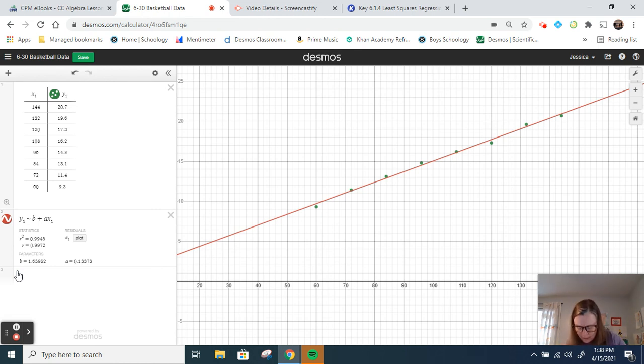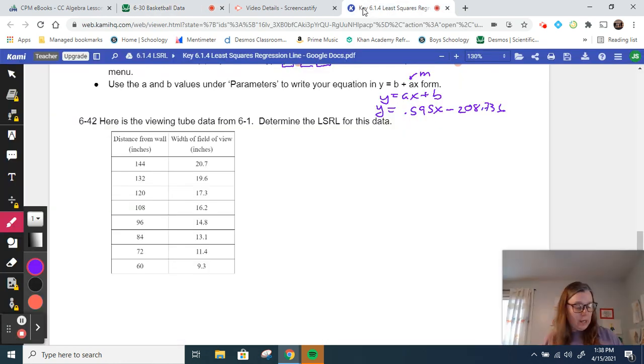So my B value is 1.659, so about 1.66. My A value is 0.134. All right, so for my equation, we're always substituting into this, right? So my equation would just be y equals my slope, that's my A value, 0.134x, and then my y-intercept is 1.66. So that's more accurate than what we had gotten when we did it by hand. Take care, algebra students.